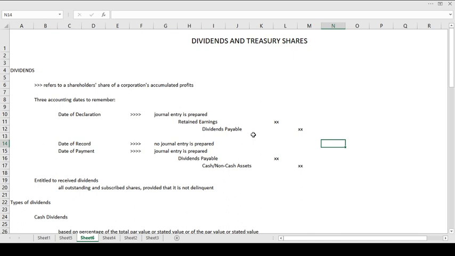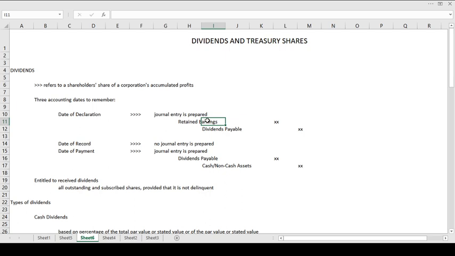Take note, the date of declaration is the date wherein you are going to prepare a journal entry related to the amount of dividends declared, and that amount declared as dividends will be charged at the same time to the retained earnings account. That's why our pro forma entry on that particular date will be a debit to retained earnings and a credit to dividends payable. For crediting the dividends payable account, you may specify it. For example, if the dividends payable is related to cash dividends, you can say cash dividends payable. If the dividends payable is related to shares, that is share dividends payable.